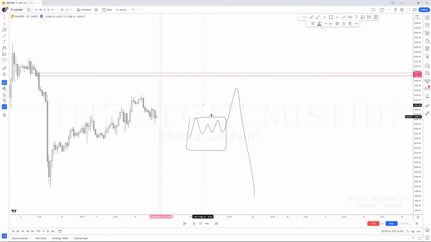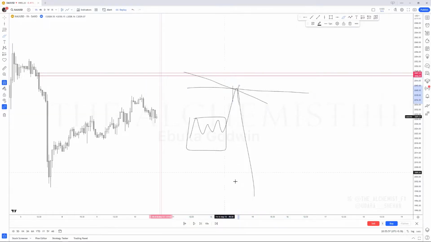This is the power of three, right? Accumulation, then manipulation, and then distribution. Okay, so normally let's say we had Asia here. Say we had Asia here. Let's say we have a higher time frame key level here. Then what we should do is draw a trend line so that the timing is perfect.